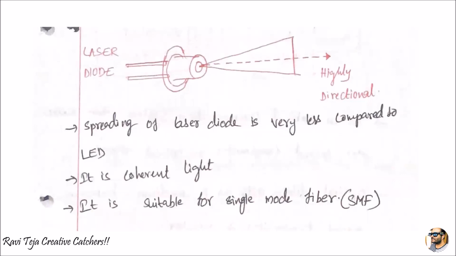Coming to the laser diode, it is highly directional. Compared to the LED, the spreading of the laser diode light is very less, and it is coherent light, so it is best suited for single mode fibers. We have already seen the comparison of these two in the previous topic called light sources. You can go through that topic as well.